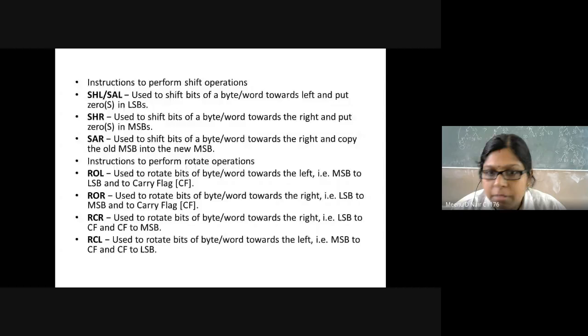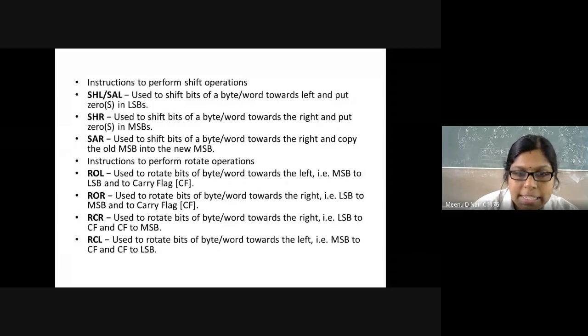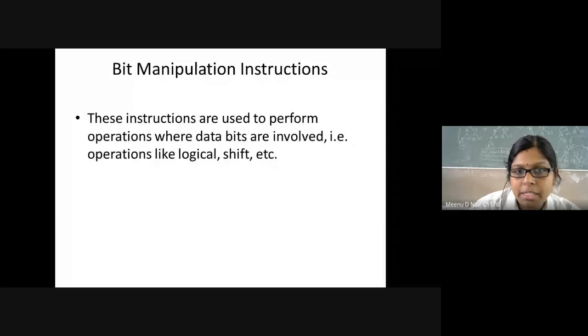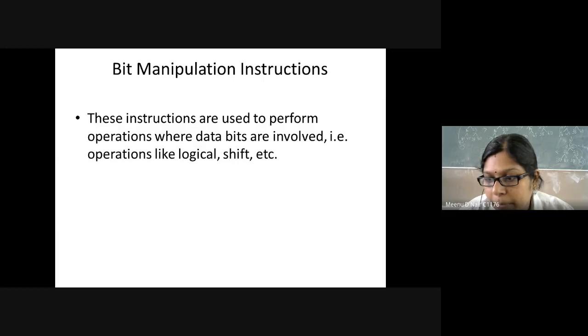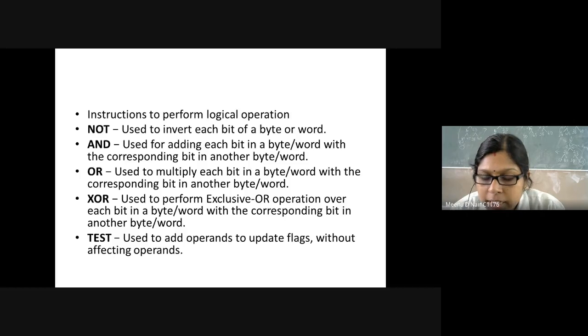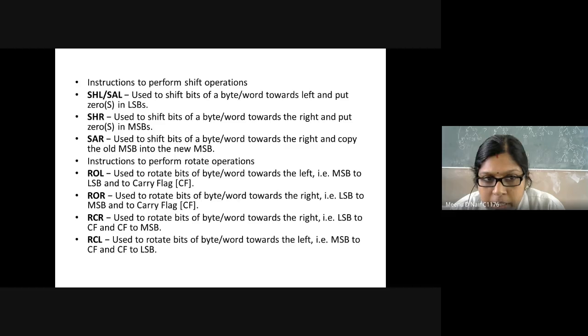Okay, we will proceed further. These are the bit manipulation instructions. They are used for logical operations, shift operations and rotate operations. So you have to be familiarized with these instructions. What is the difference between each case: ROL and RCL, ROR and RCR? You have to study what each instruction does.